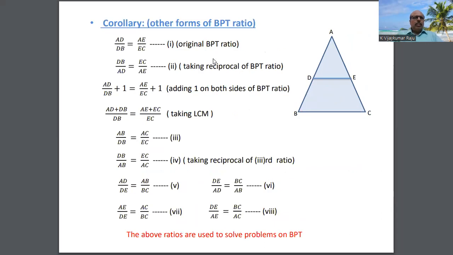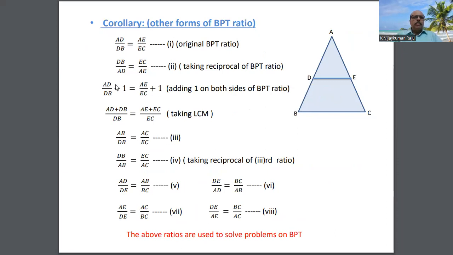Now let's see the other forms of the ratio, that is the corollaries, which we call other forms of the BPT ratio. What was the ratio? AD upon DB is equal to AE upon EC. That is the original BPT ratio. Let us take the reciprocal of that. You can also write it as DB upon AD is equal to EC upon AE. This is the second form of the same ratio.